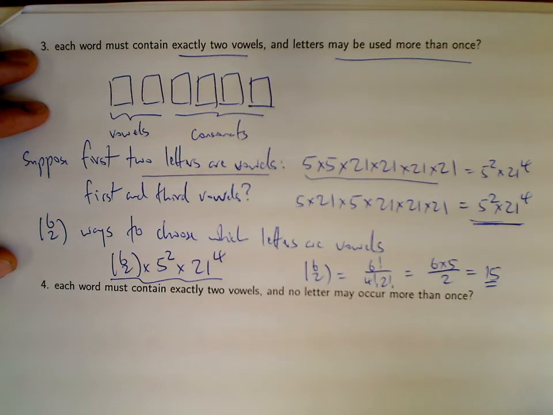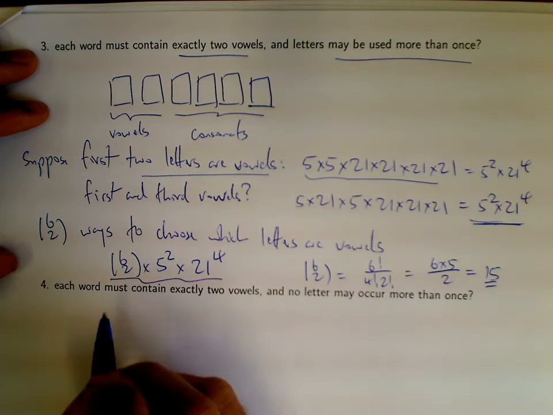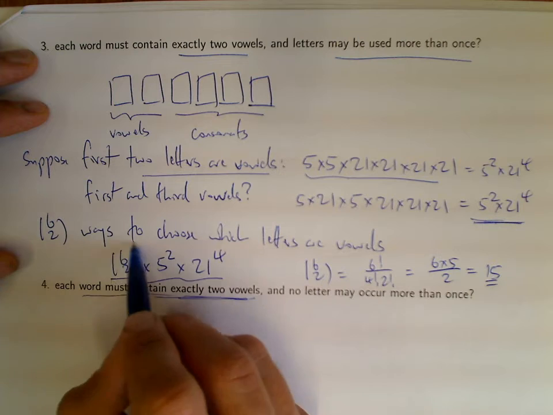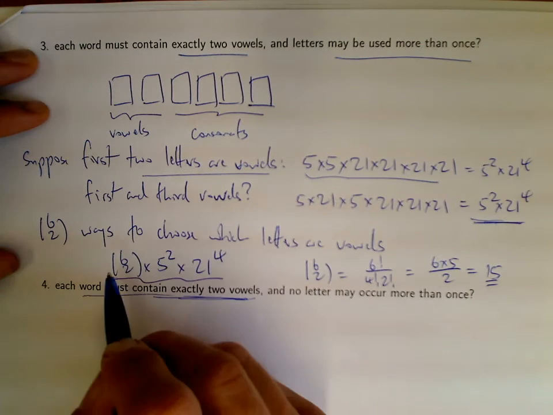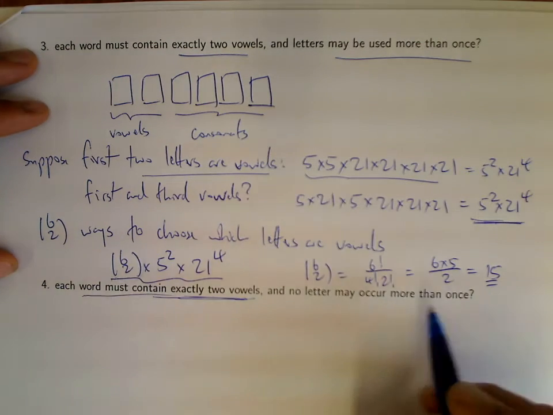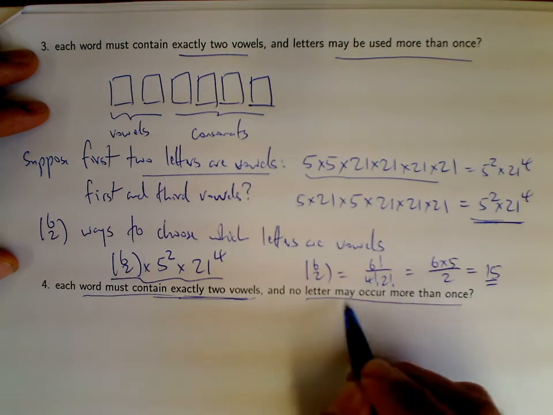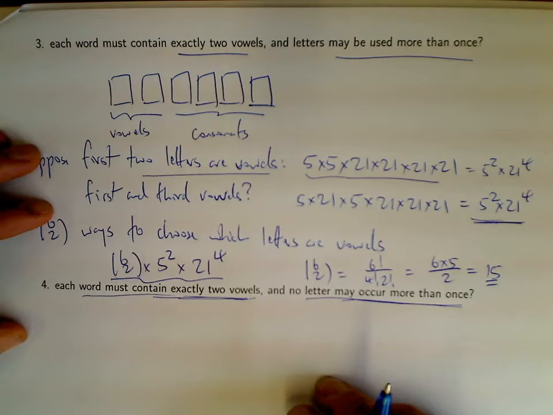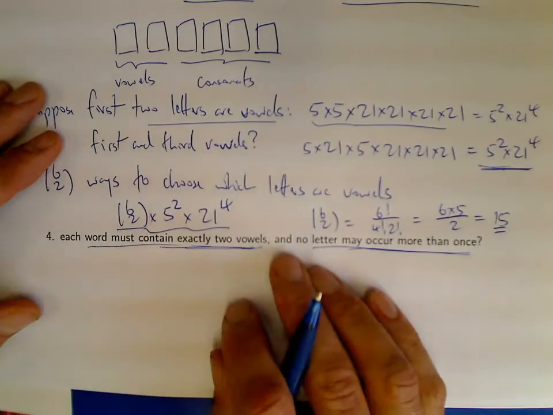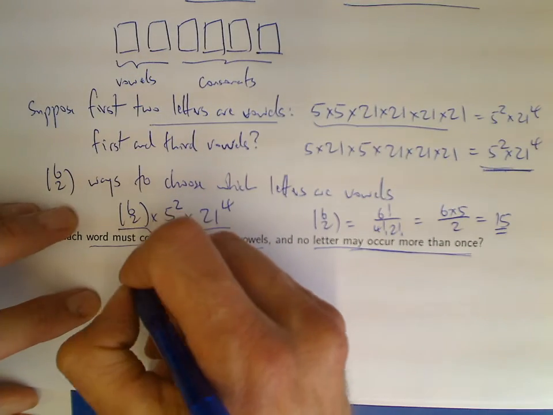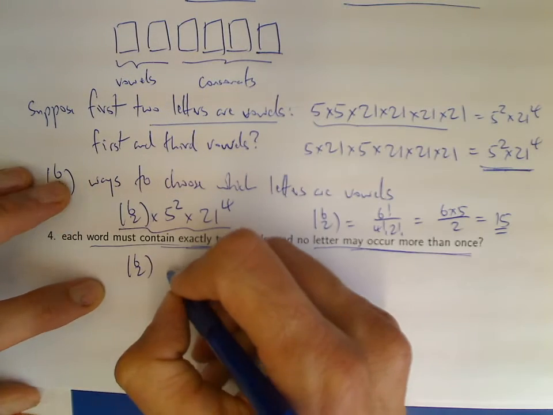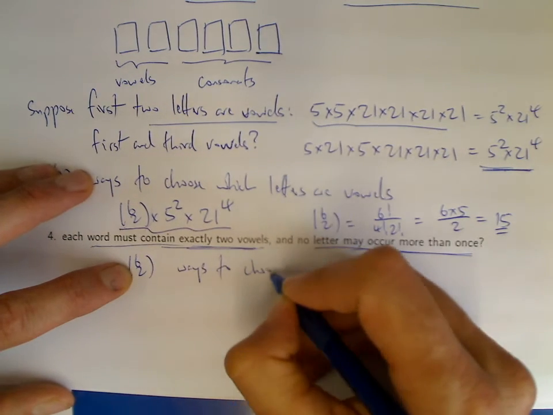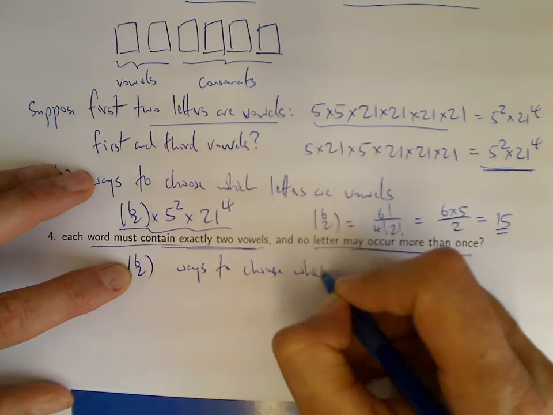Okay, so now on to the fourth one. This time each word must contain exactly 2 vowels. So we know how to handle that. We're just going to get a 6 choose 2 for deciding which 2 boxes are going to have the vowels, and then no letter may occur more than once. We saw how to do that on the previous page. So we're going to have 6 choose 2 ways to choose which letters are vowels.